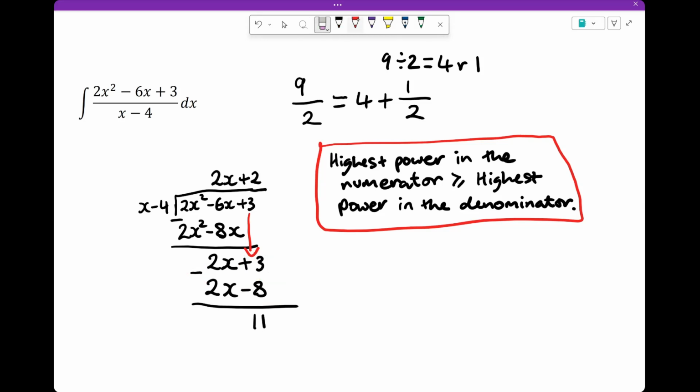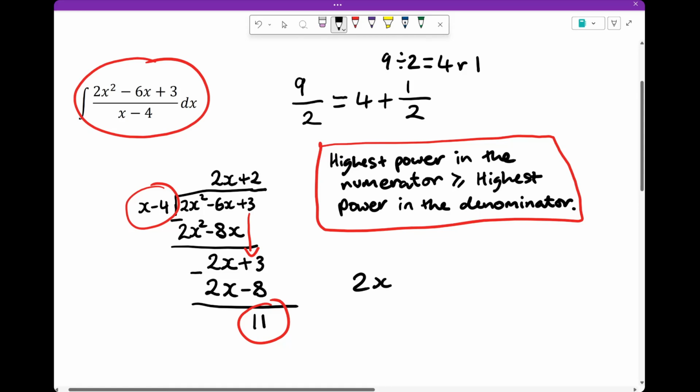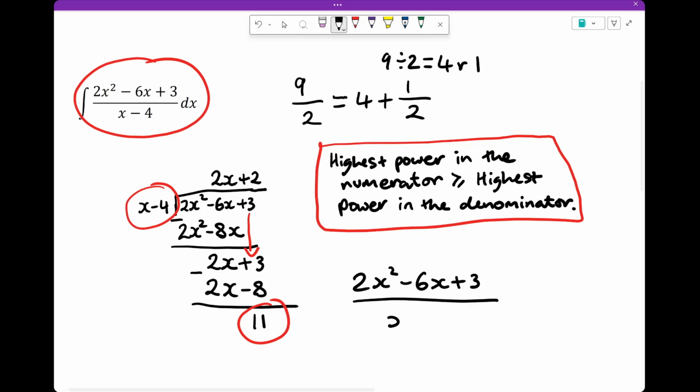So now the power of x in the 11 is 0, whereas the power of x in my divisor was 1. So since we've gone below that 1, our division has now ended, and the 11 is the final remainder for the division. So I can now rewrite my initial algebraic fraction. My initial fraction was the 2x squared subtract 6x plus 3 divided by x subtract 4. And I can rewrite that as equal to my quotient, which was the 2x plus 2.